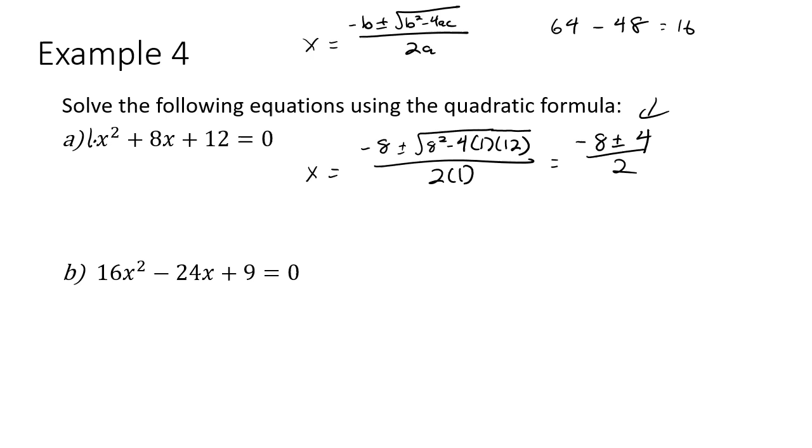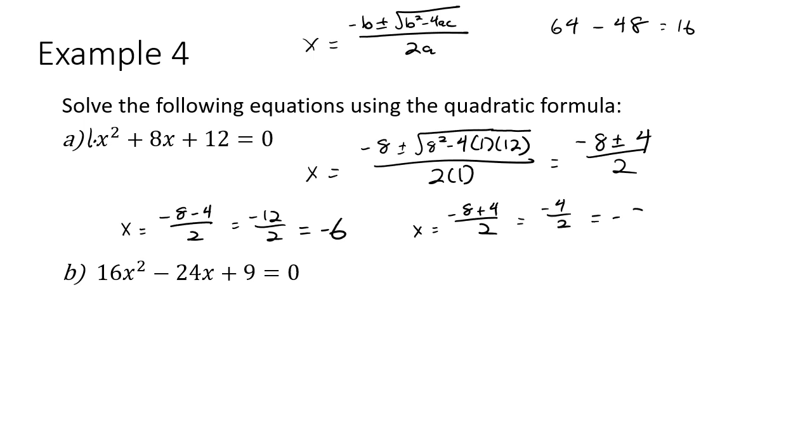Because there is no square root anymore, you are expected to simplify this, break it up. So this is two solutions. We've got negative 8 minus 4 over 2, which would be negative 12 over 2 or a negative 6. And we've got negative 8 plus 4 over 2, which would be negative 4 over 2 or a negative 2. So our two answers for part A are negative 2 and negative 6.